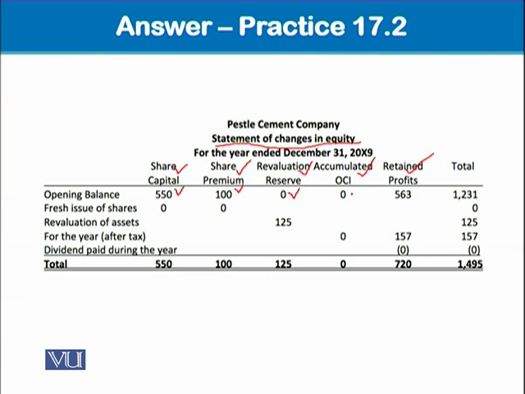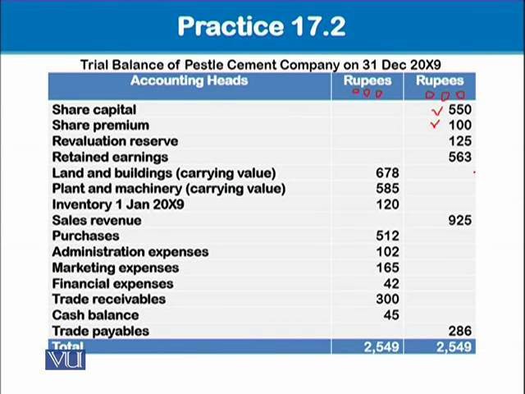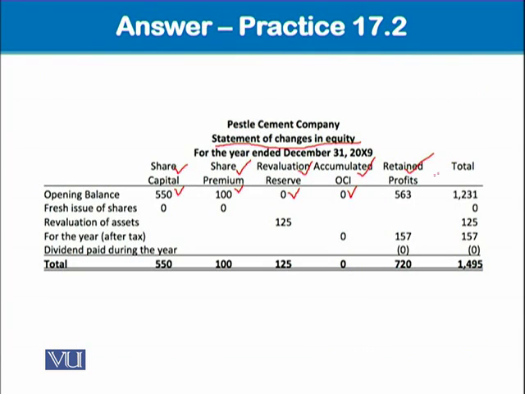And other comprehensive income, we don't have any in this question. Then comes the opening balance of retained earnings, or retained profit. Yes, this is over here, retained earnings 563. Just see, it is appearing as the opening balance. So the total is here in the total column. Then no fresh issue of share capital, 0. Revaluation of assets took place during the year, so it comes under revaluation reserve. And this is the amount of retained profits that we have earned during the year.